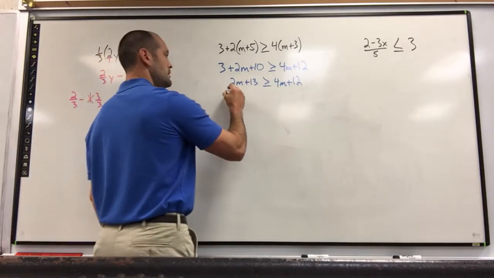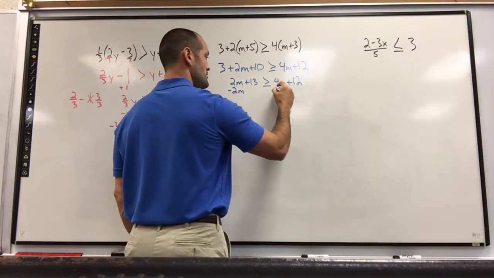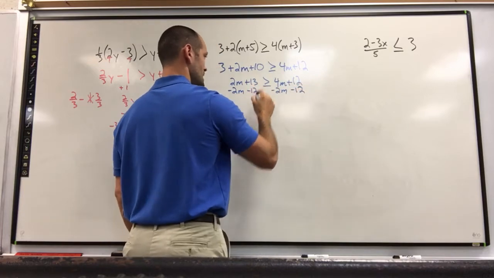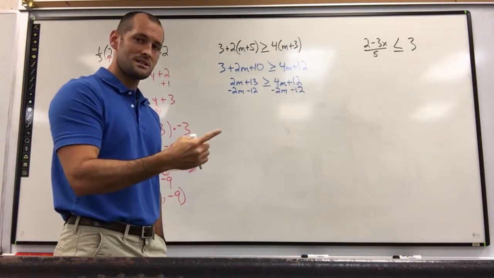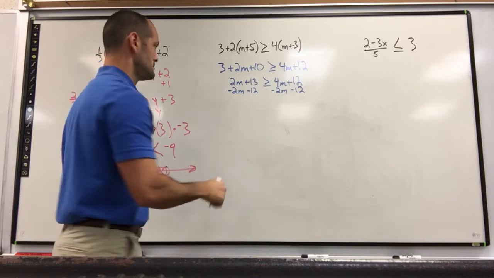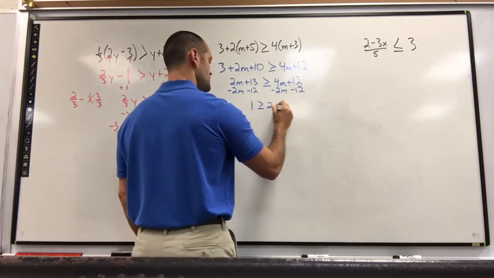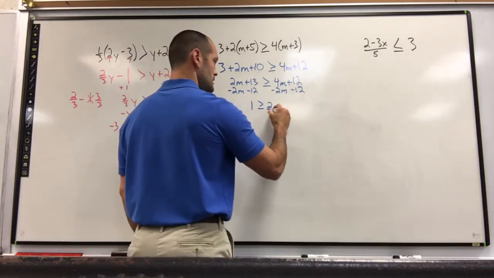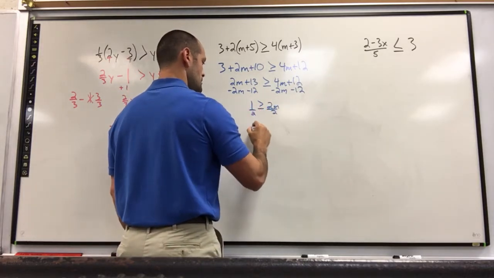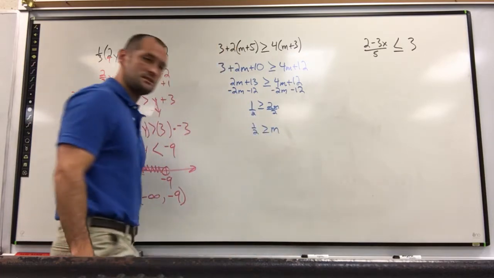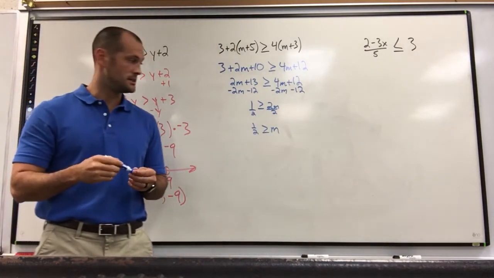Here we go. Minus the 2m to get all my variables on one side, and minus the 12 to get all my numbers on one side. By doing this, I'm doing it in one step, and I'm keeping things positive. We're left with 1 greater than or equal to 2m, 1 step away, divide by 2. 1/2 greater than or equal to m. Now, a couple things at this step. Yes, it's a fraction.